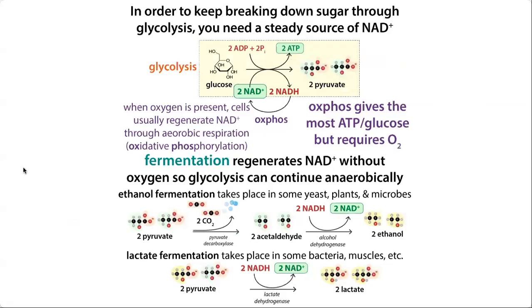And this is what we get with fermentation. That's going to regenerate NAD+ without oxygen so that glycolysis can continue anaerobically. So in some yeast and plants and microbes, they're basically going to be able to take things to ethanol. But we're going to take those pyruvates and change them to lactates. This is done by lactate dehydrogenase, and that's an alternative way to generate NAD+.